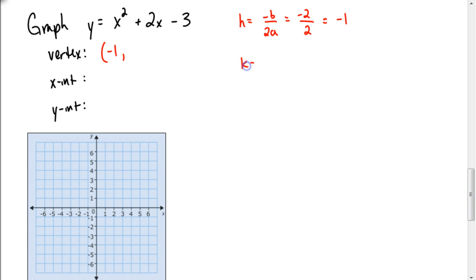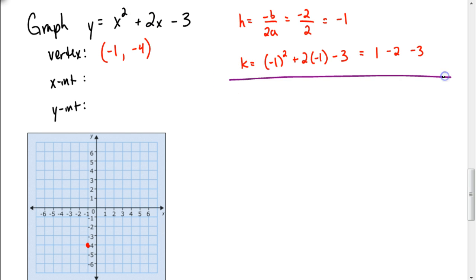To find the k value, we're going to replace x with negative 1 in there. So we'll have negative 1 squared plus 2 times negative 1 minus 3. Well, negative 1, when you square it, becomes a positive 1. 2 times negative 1 is a negative 2, minus 3. Well, 1 minus 2 is negative 1. Negative 1 minus 3 is negative 4. So our vertex is at the point negative 1, negative 4.